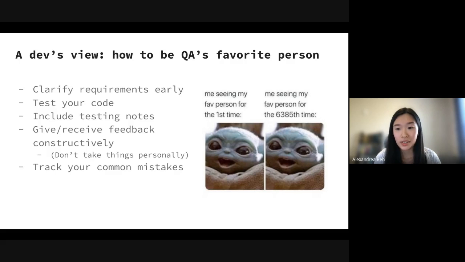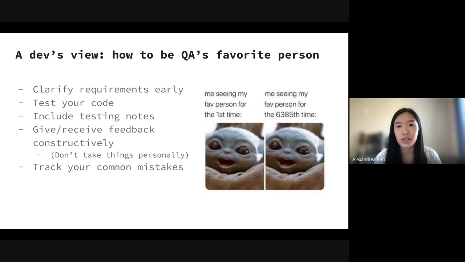And so establishing what the requirements are and making sure that you agree on them is usually step number one. Step number two is testing your code. Just because you have someone who is dedicated QA does not put you off the hook for testing your own stuff. And it's always great once you have tested your own code to include notes of, this is what I've tried.